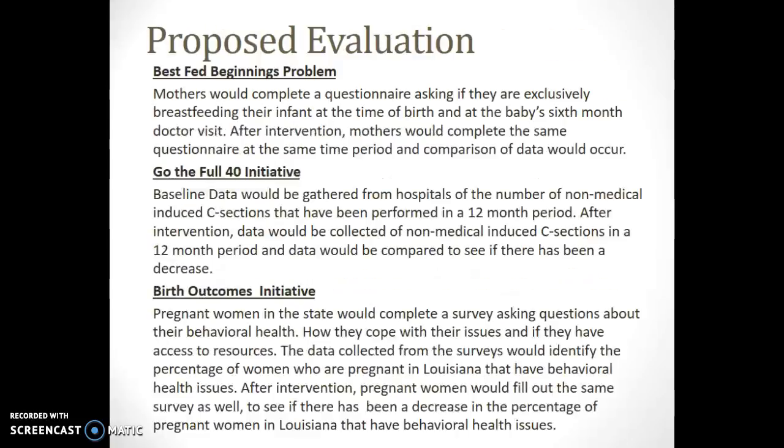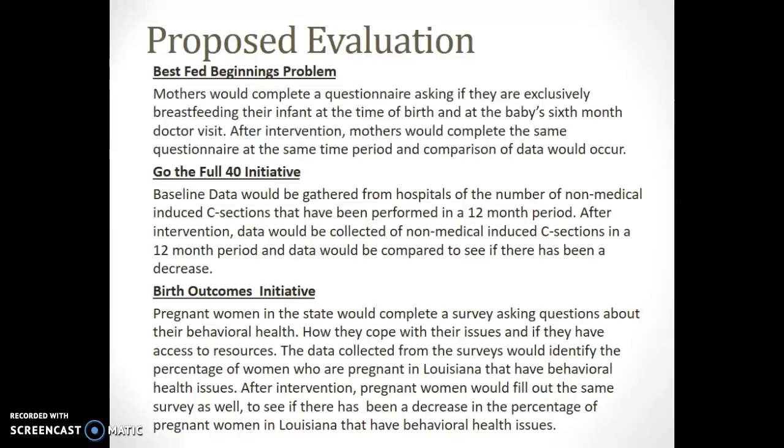Some proposed evaluations for these three initiatives: for the Best Fed Beginnings program, mothers would complete a questionnaire asking if they're exclusively breastfeeding their infant at the time of birth and at the baby's 6-month doctor visit. After the whole initiative, mothers would complete the same questionnaire at the same time periods, and a comparison of data would occur.